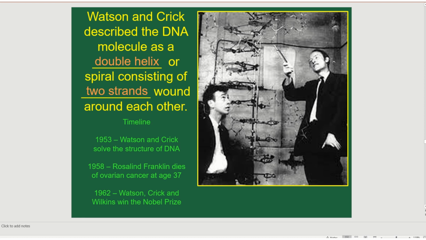So in 1953, Watson and Crick solved the structure of DNA. In 1958, Rosalind Franklin dies of ovarian cancer at the age of 37. In 1962, after she had died, Watson, Crick, and Wilkins, her partner, win the Nobel Prize. Maybe she would have won also the Nobel Prize if she was still alive, but unfortunately she died, and they don't give Nobel Prizes to people who are dead, so she did not receive anything and inherited it for her family.